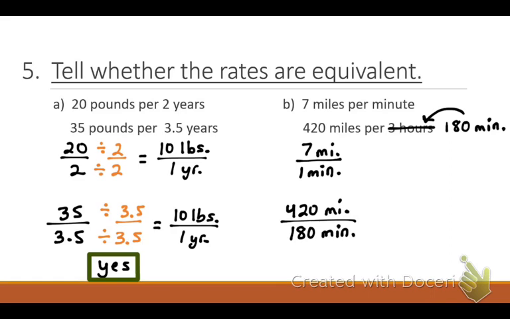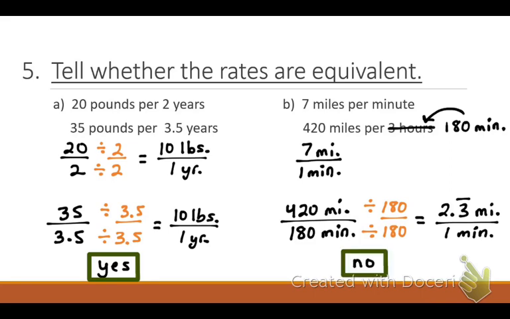I want you guys to turn your denominator into a 1. Okay, so in order to get that 180 to turn into a 1, what do I have to divide by? 180. I have to divide by 180 on both the top and the bottom. Guys, what do you get when you did that? 2.333. Okay, 2.3, and we're just going to write the repeating, miles per 1 minute. Now let's compare the two. The first one is 7 miles per minute. The other one is 2.3 miles per minute. Are those equivalent? No, they are not equivalent.